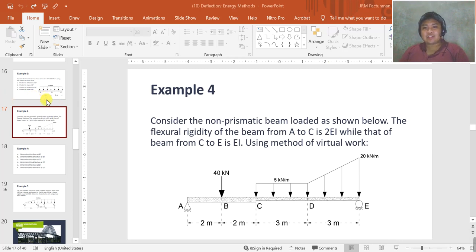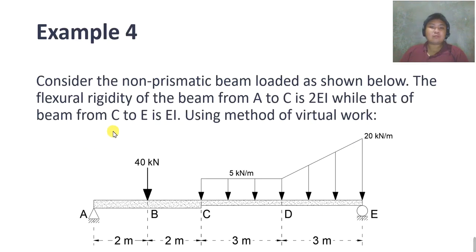So this time, ang pag-uusapan natin ngayon is this example number 4 na nakikita nyo sa inyong screen. So actually, this is my second example for the application of the method of virtual work sa pag-solve ng slope and deflection ng mga beam. So last time, nag-solve na ako ng cantilever beam. So ngayon, ang isosolve ko naman ay non-prismatic na simply supported beam. So sige, simulan na natin class na i-discuss ito.